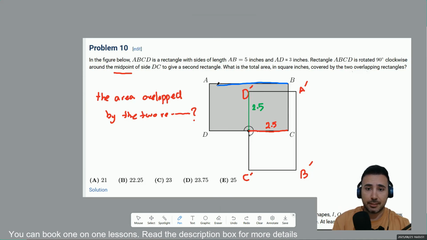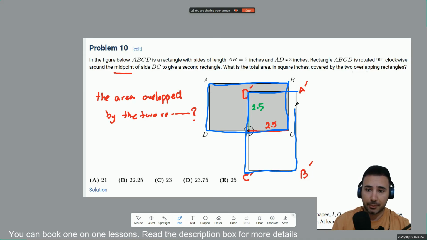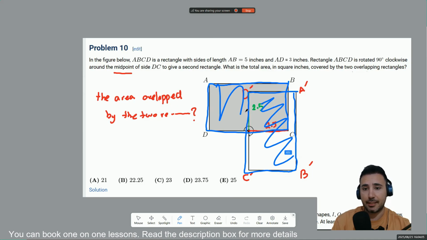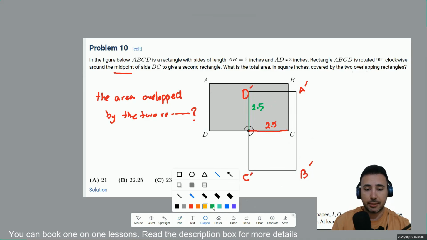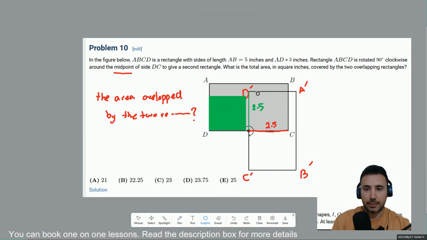I mean, this is one rectangle and this is another rectangle, and these are overlapping rectangles, right? We want the total area. So which means the area of this and this, right? Let's highlight it some other way. We want this total area. Let me see if I can go. We want this area and this area.